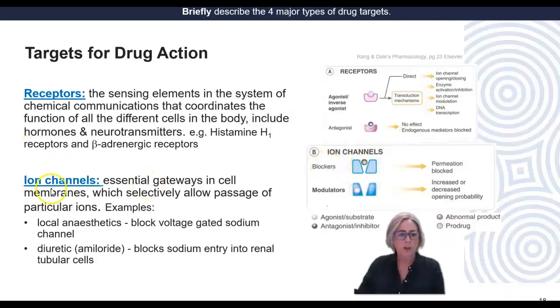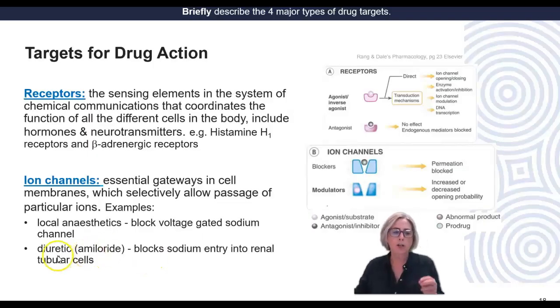The second target are these ion channels. And what are ion channels? They are essential gateways in cell or plasma membranes which selectively allow passage of particular ions. For example, local anesthetics block voltage gated sodium channels. If you look over here, you can see the ion channel with the blocker in situ, so the drug molecule in situ, and while it's there, this channel is blocked, so the flow or the permeation of ions is inhibited.